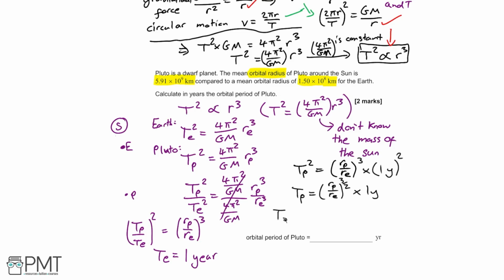So now we can substitute in the numbers for this. And so we put in the orbital radius of Pluto, 5.91 times 10 to the 9 kilometers. And then we have 1.50 times 10 to the 8 kilometers.